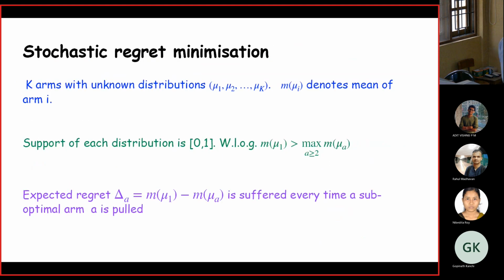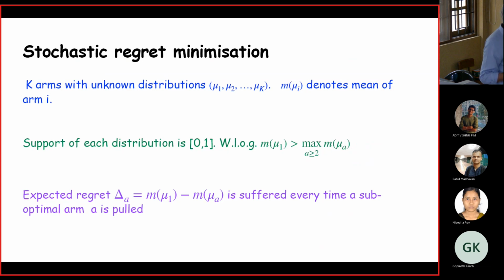Okay, so let's go further. K arms with unknown distributions, mu 1 through mu k, and mu i denotes the mean of arm i. To begin with, I'll just assume that the support of the distribution is between 0 and 1. And the first arm has the largest mean amongst all these arms.